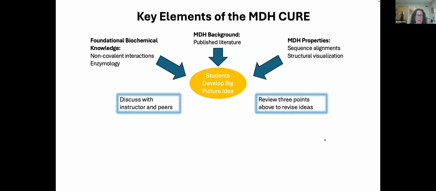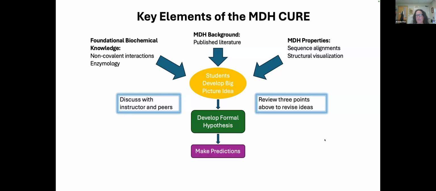In my class, and I think in a lot of others, I have them do a one slide elevator pitch of their big picture idea, just to get them to pull it together and then get some feedback. Once they get a little bit of feedback, they circle back to their foundational knowledge, the MDH information, properties of MDH, to revise their idea and eventually settle on a formal hypothesis, right? The hypothesis should be a prediction, a particular question that they want to answer.